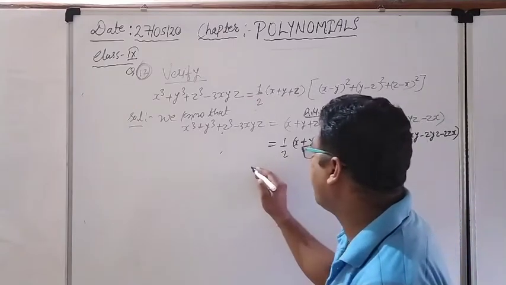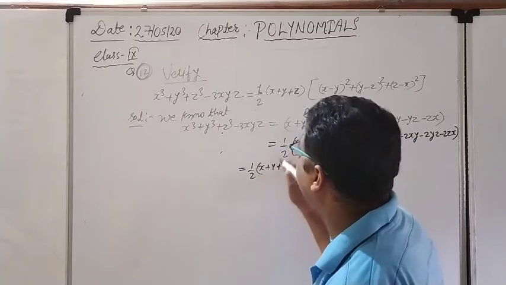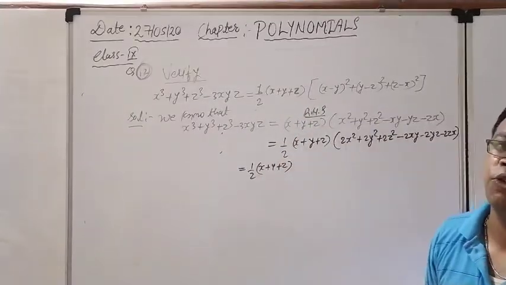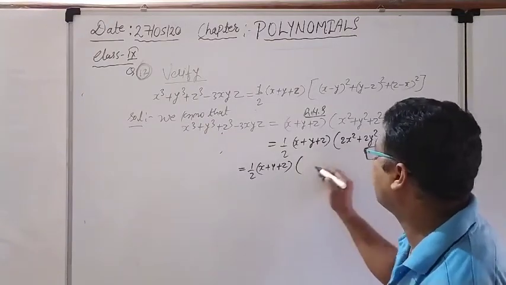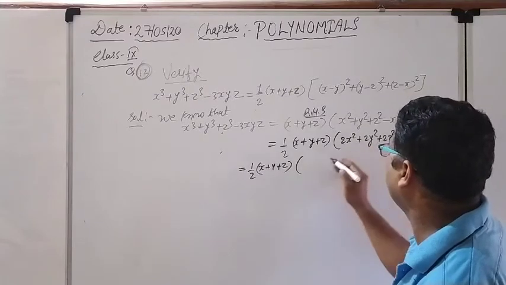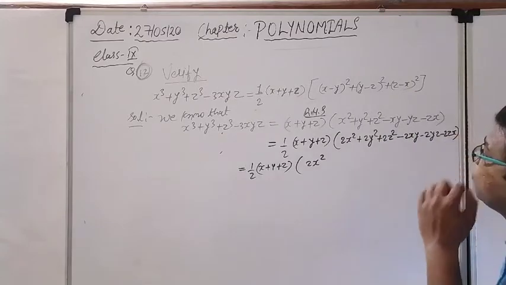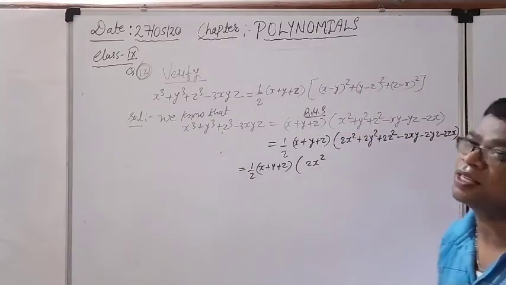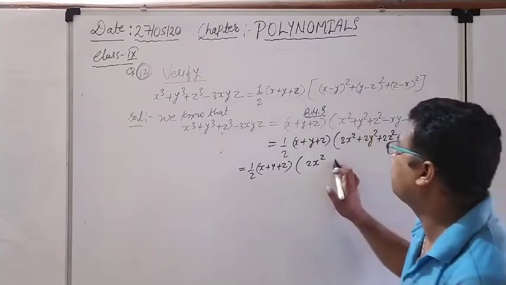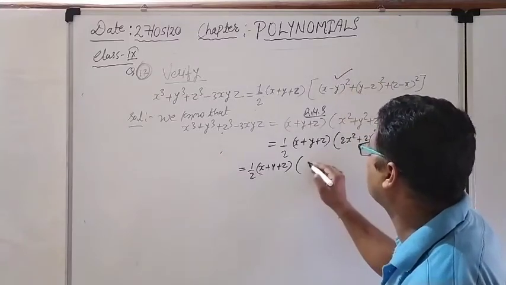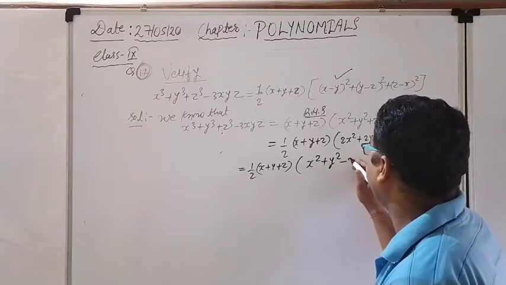After that, 1 upon 2 into x plus y plus z. Actually this is coming in the form which we have to prove, so this we will leave. And this particular thing we are going to solve right now. See here, this particular thing can be written as 2x square. Right now see what we have to prove, x minus y whole square. What is x minus y whole square? According to the question, we are going to write it as x square plus y square minus 2xy.